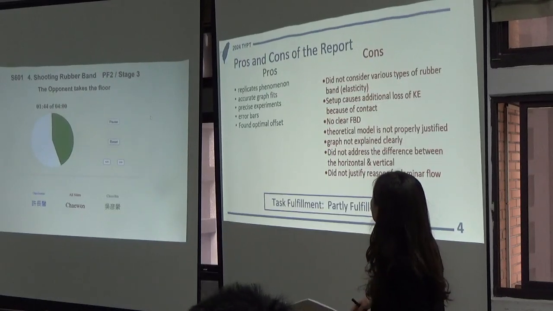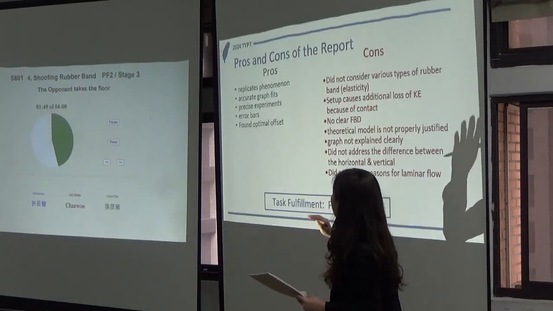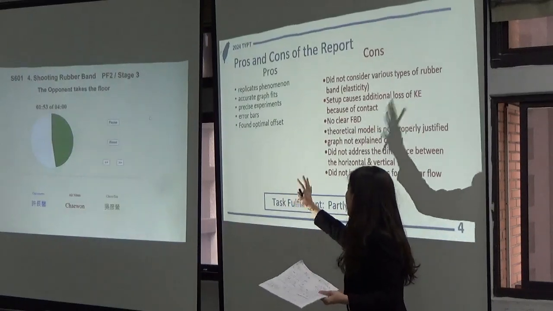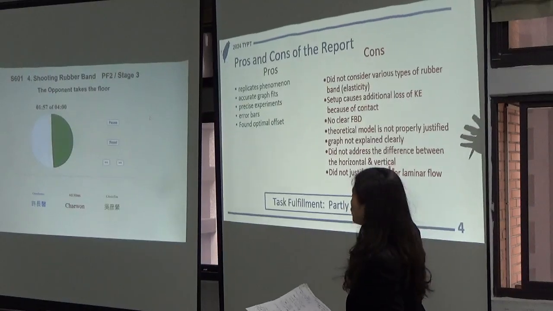So the pros of the report were that they replicated the phenomenon very well, they had accurate graphics, and they also had error bars in their report. They also found an optimal offset. However, these are some cons we found in the experiment.